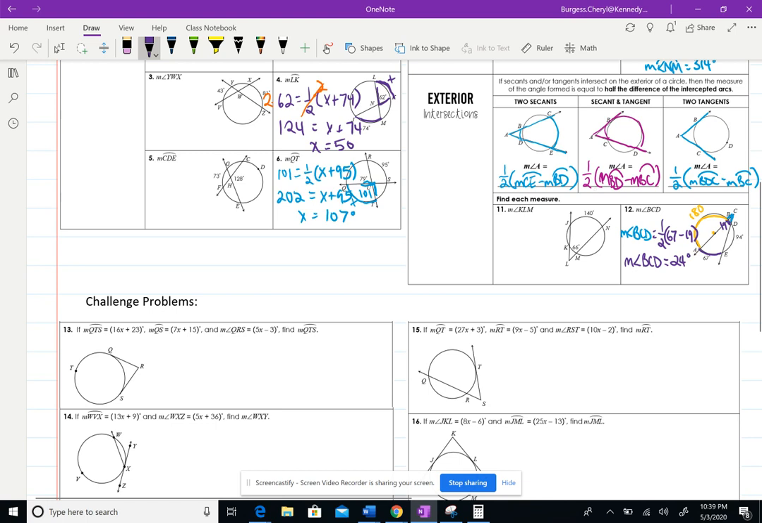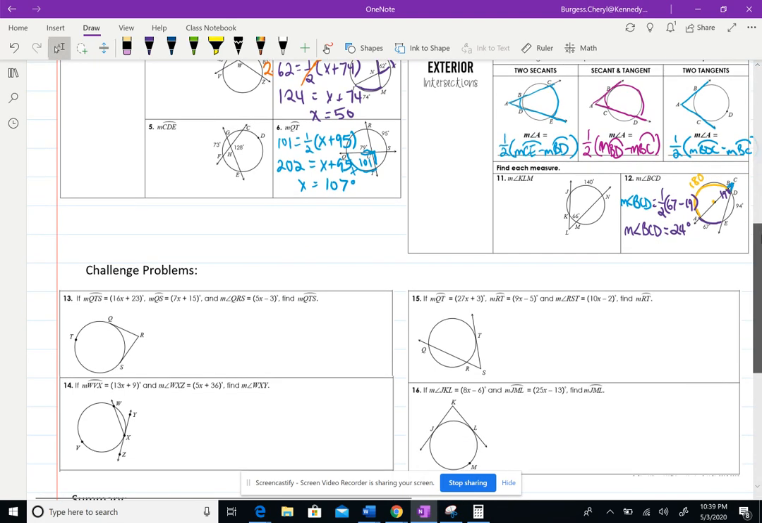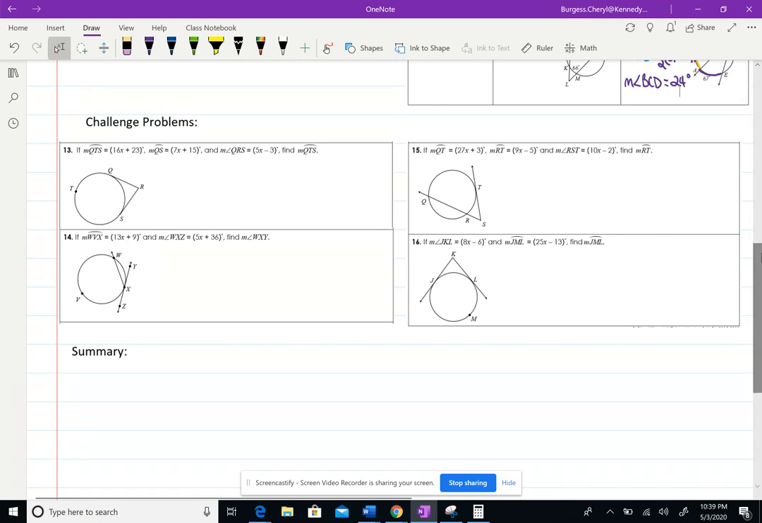All right, so if you want to pause the video and work through the ones that I've skipped up to now, that might be a good idea because the next 4 problems are challenge problems. Again, I'll do 15 and 16 and leave 13 and 14 to you. The only thing that makes this harder is it's algebra.